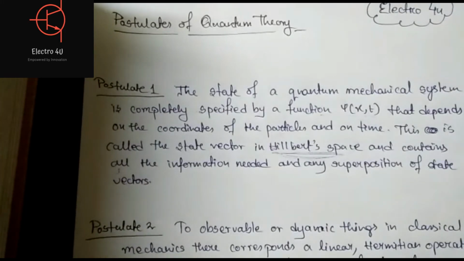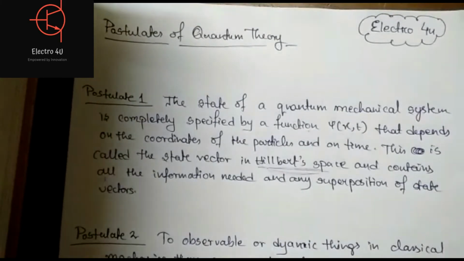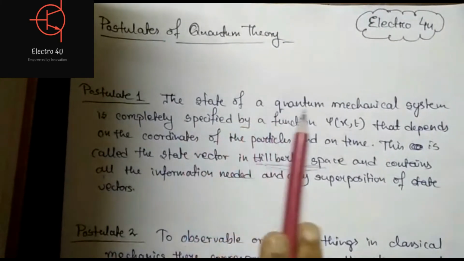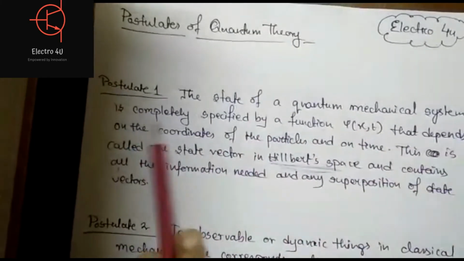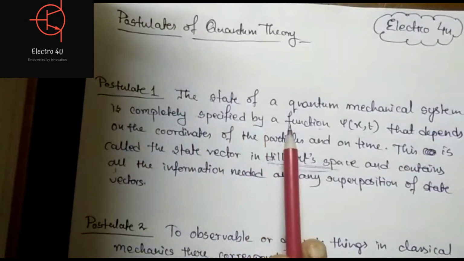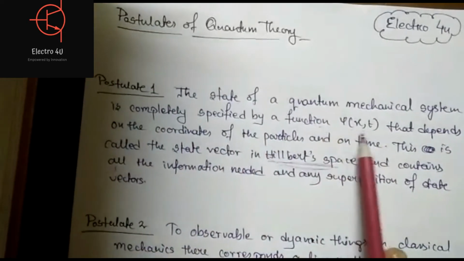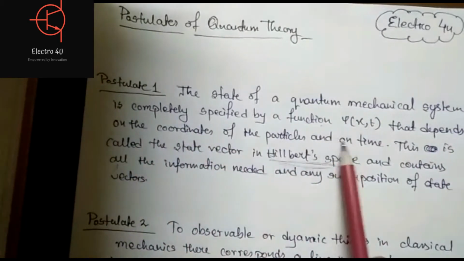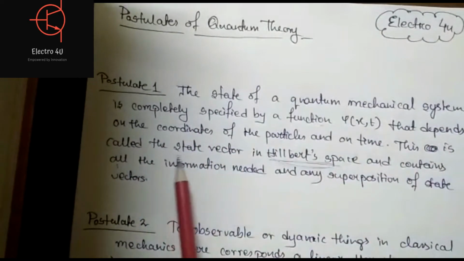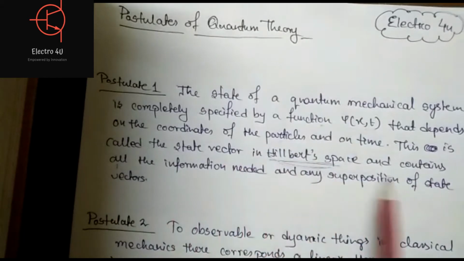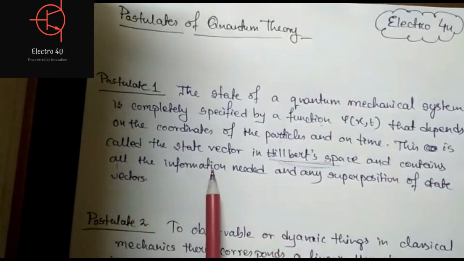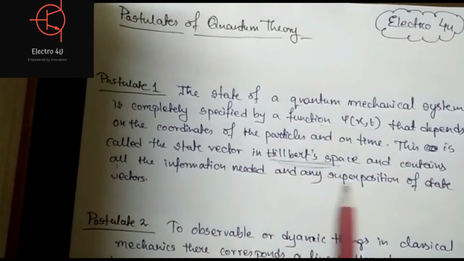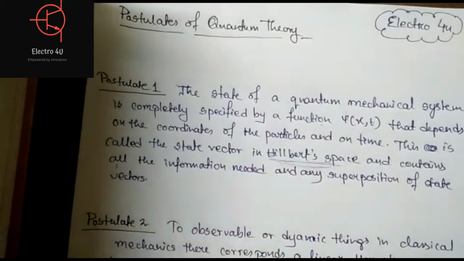So the first postulate of quantum theory says that the state of a quantum mechanical system is completely specified by a function psi x,t that depends on the coordinates of the particles and on time. This is called the state vector in Hilbert space and contains all the information needed, and any superposition of state vectors.